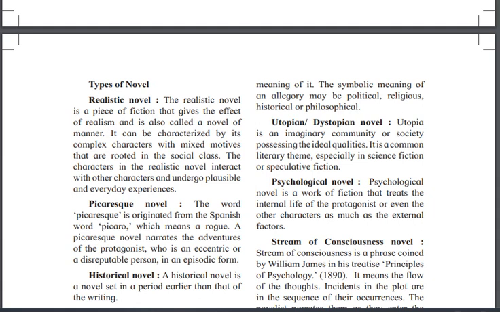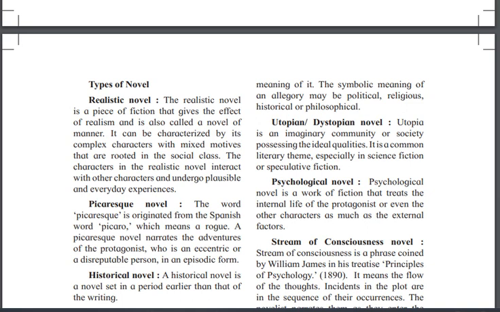Realistic, by the name itself, I don't need to explain. It's a real story, right? Even in fiction, the characters will be real. Like right now, what you are seeing, it could be that a character like someone is teaching you like this, right?